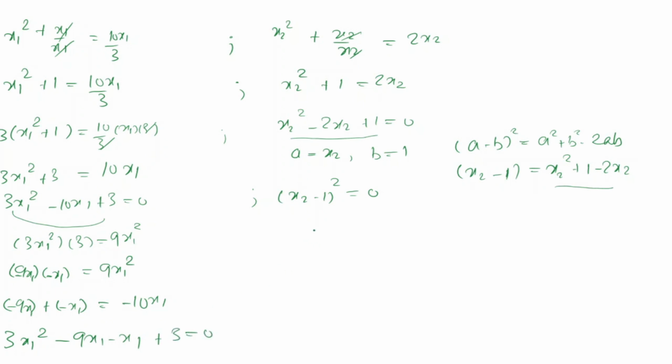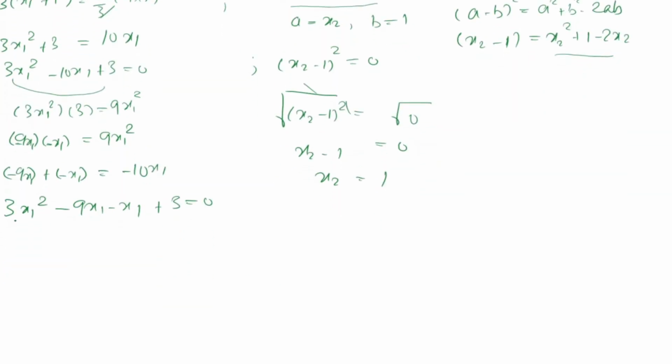अच्छा, यहाँ पे आ जाएं. ये स्क्वायर है और ये दोनों साइड पे स्क्वायर रूट ले लें. x2 minus 1 whole square under root 0. अच्छा, तो आपके पास रहेगा ये cancel, under root 0 is 0, so x2 minus 1, x2 को वहाँ पे शिफ्ट कर दें.